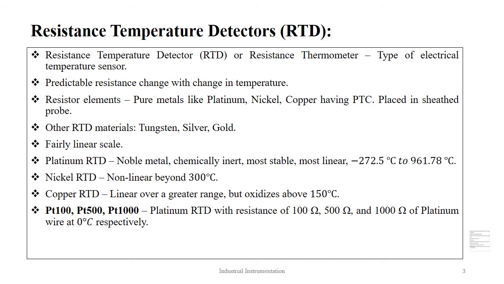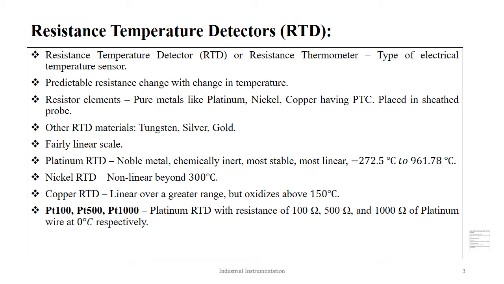The resistance dependent thermometer or resistance temperature detector is also called the resistance thermometer. It is the first of the three main types of electrical temperature sensor, the other two being thermocouple and thermistor. In this type of sensors, some electrical parameter changes with the change in temperature. In RTDs, there is a predictable change in the resistance value with changes in the temperature.